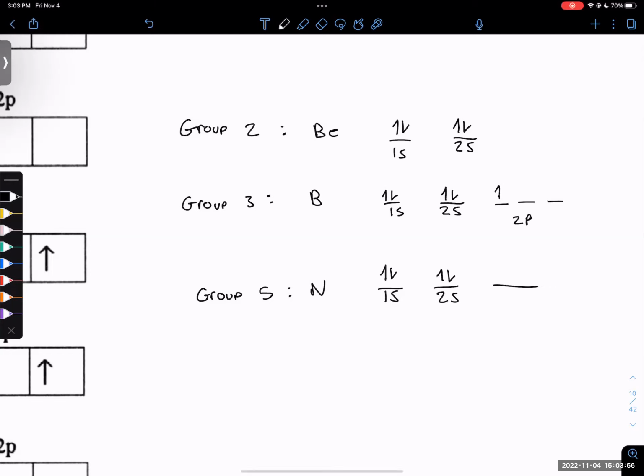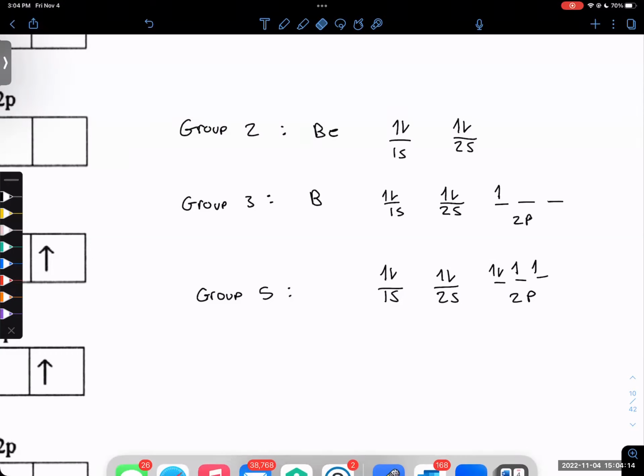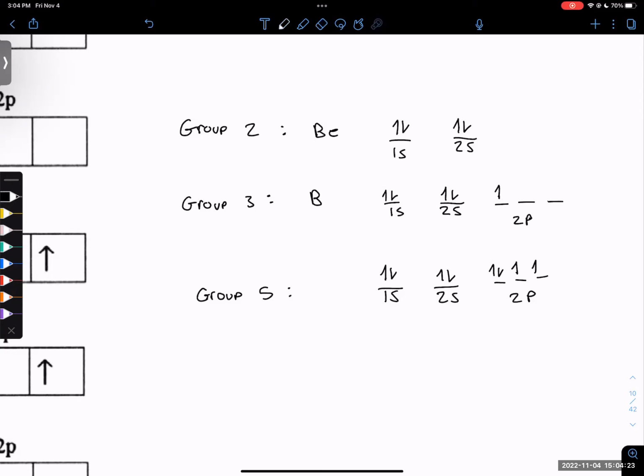Nitrogen has the 2p, which has 3 orbitals, and 5 valence electrons. Oh wait, no, we should be comparing carbon. Okay, wait, no, because 1, 2, 3, 4, 5, 6. So group 5, nitrogen, looks like that. It has 5 valence electrons, 1, 2 here, and then 3 here. So that would be nitrogen.